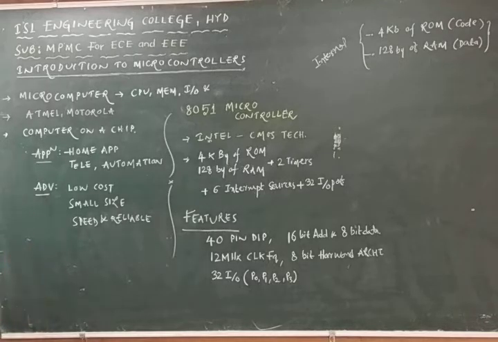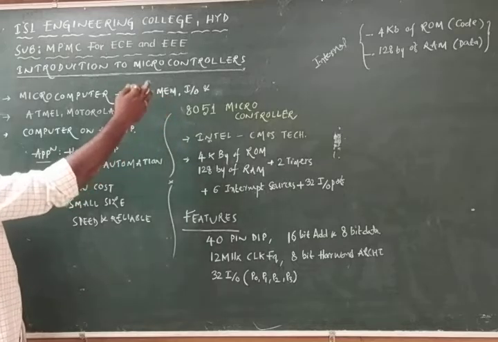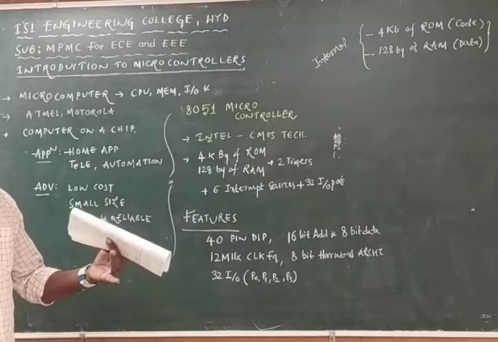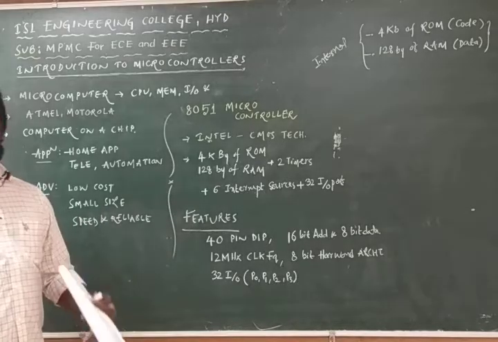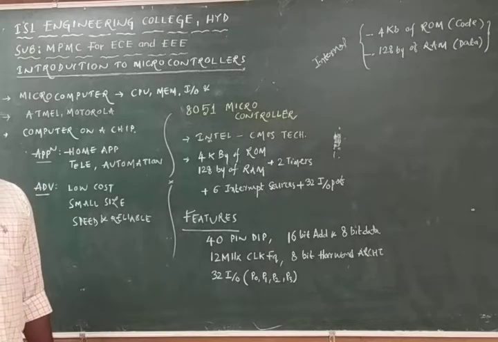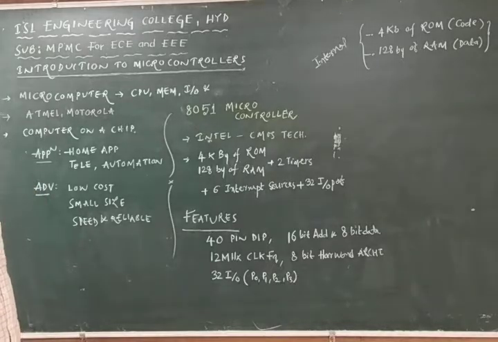Then we can call it a computer on a chip. That means the computer having the CPU, memory, input output devices and some counters we are getting onto an integrated circuit, that is a chip only, so that we get the complete computer on a chip. So the microcontroller is also named a computer on a chip.